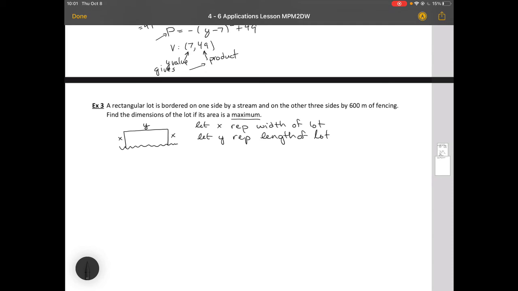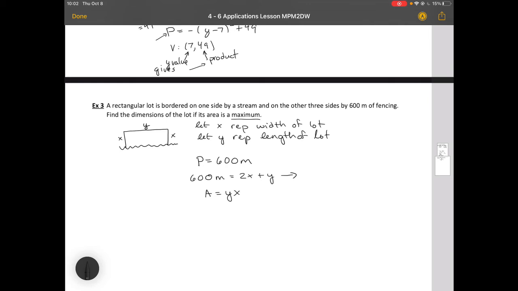So now I'm going to set up two equations to demonstrate the situation. So my first one is really a perimeter equation. I've got 600 meters of fencing, and I know that I've got three sides that add up to that, 2x plus y equals 600. My other equation that I know is the area. My area is going to be length times width, which in this case is y times x.